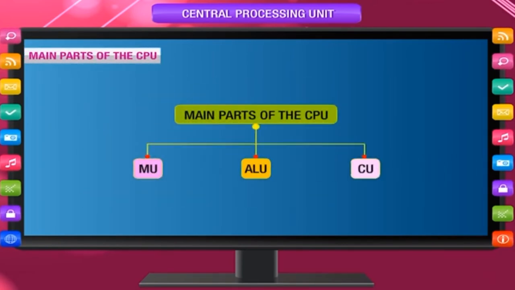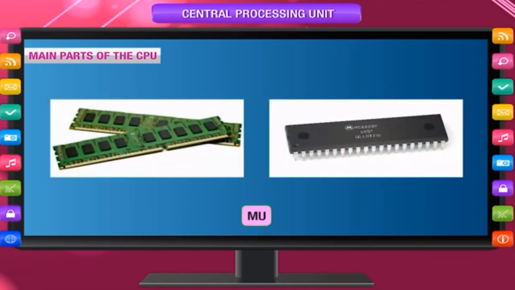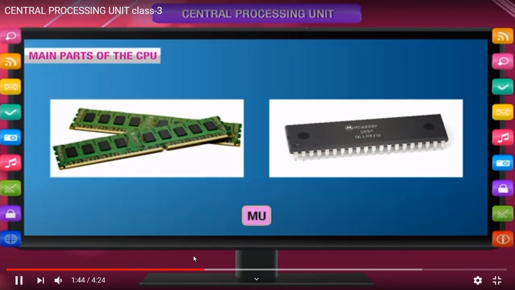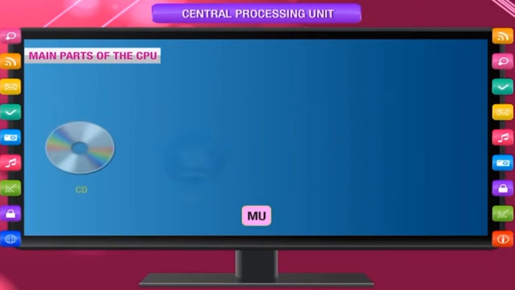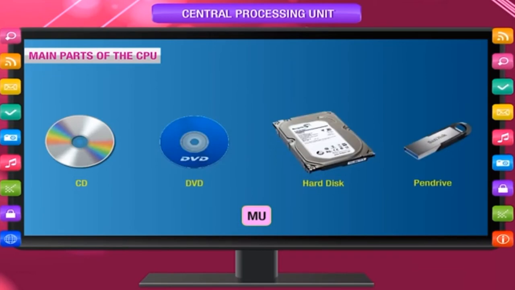Main parts of the CPU. The three main parts of the CPU are MU, ALU, CU. MU: the memory unit stores the information temporarily for making calculations. This temporary storage is made up of registers. A register is like a piece of paper for rough calculation work. If you want to store information permanently, send the output to some storage devices like CD, DVD, hard disk, pen drive, etc.